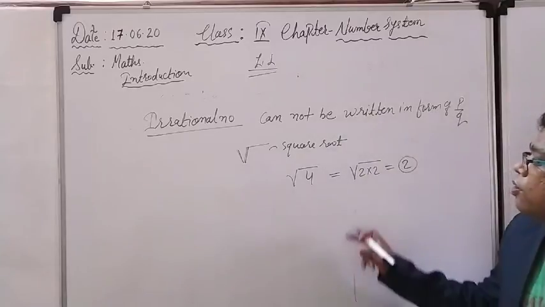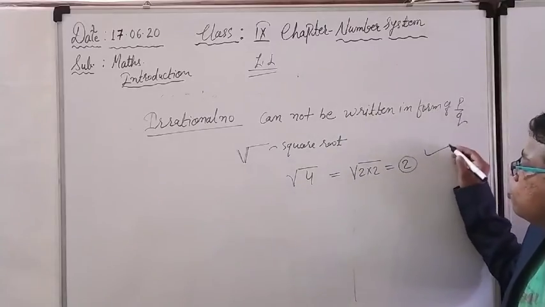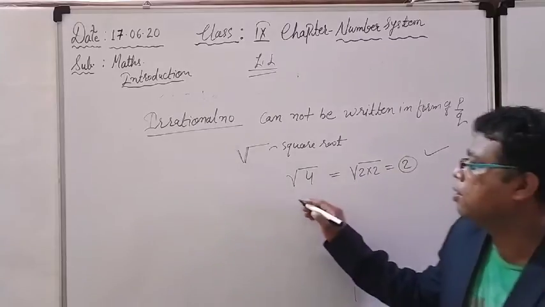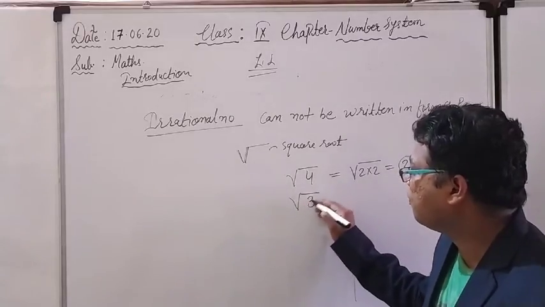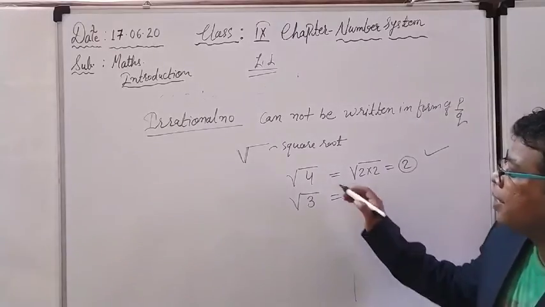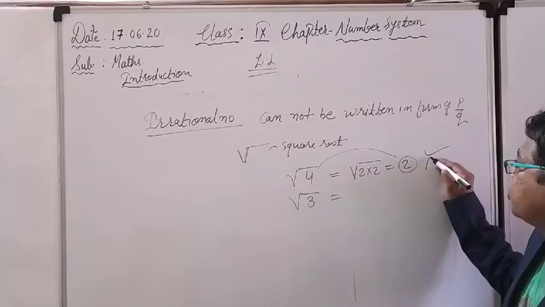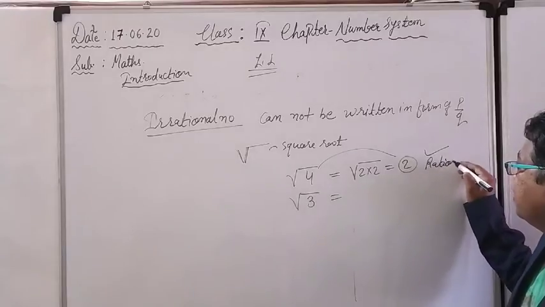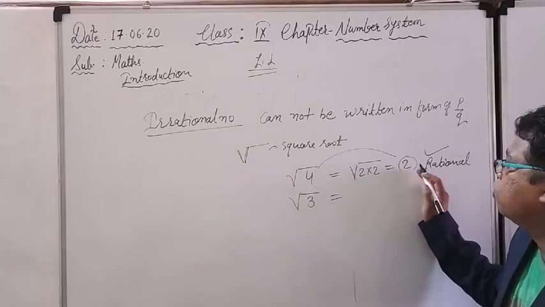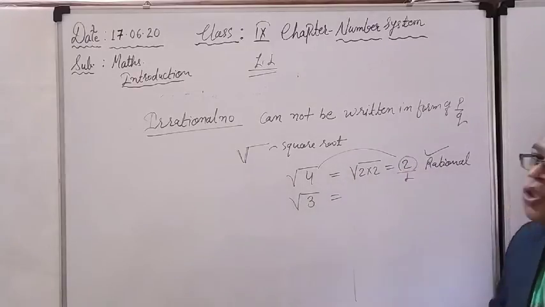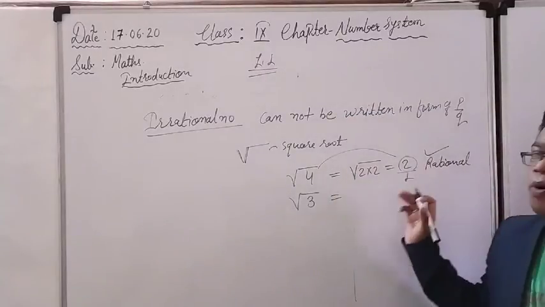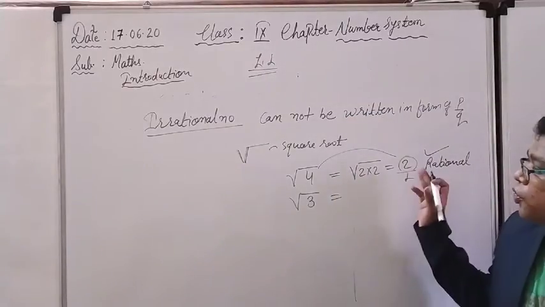So this is the logic, and according to this, for example, the square root of 4. Right now see, I am taking another example in front of you, the square root of 3. So actually, the square root of 4 is a rational number. Why is it a rational number? Because you can see the answer I am getting is 2, and that 2 can be written in the form of p upon q, like 2 upon 1. So it can be written as 2 upon 1, p upon q, so we will call it a rational number.